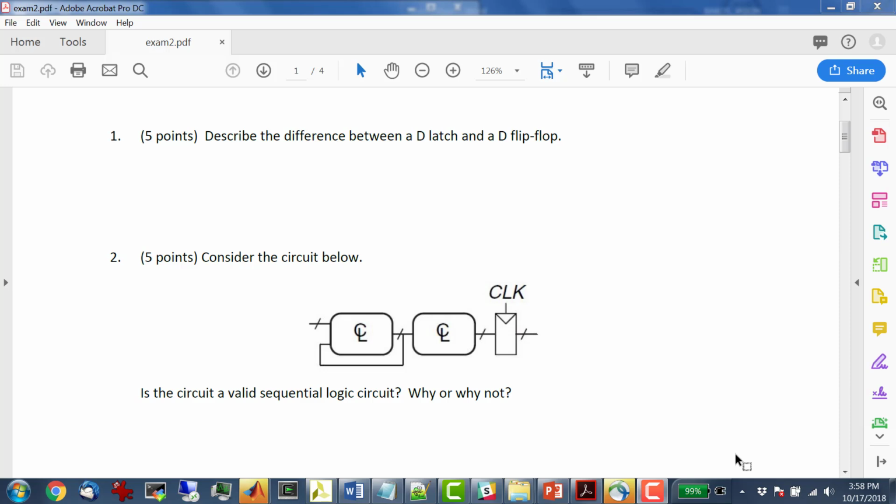So question 1, describe the difference between a D latch and a D flip-flop. Who knows this? Yes? Yeah, the only thing I was looking for here was that the D flip-flop is edge-triggered, and a D latch is level-triggered, or level-sensitive. The flip-flop is edge-sensitive, and the latch is level-sensitive. All right.